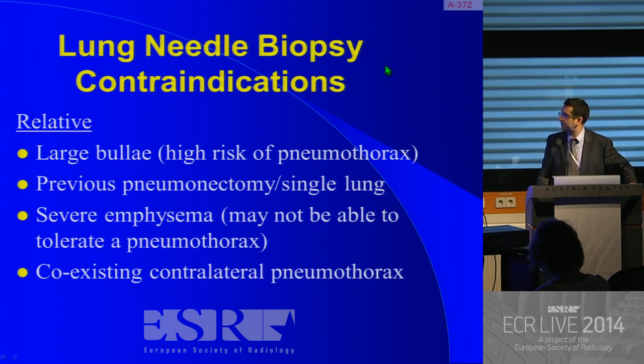Relative contraindications include those patients who have large bullae. These will increase the risk of a pneumothorax, and all these actually increase the risk of the procedure. Patients with previous pneumonectomy or single lung, because if they get a pneumothorax or bleeding, they're in trouble. Severe emphysema, this group of patients may not tolerate a pneumothorax. Or those that have a coexisting contralateral pneumothorax. So these are all relative contraindications.